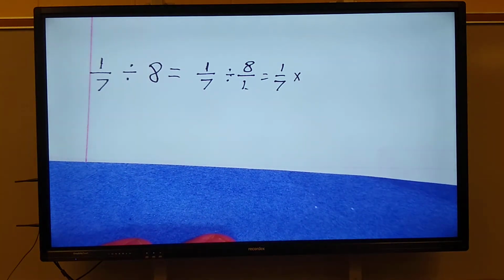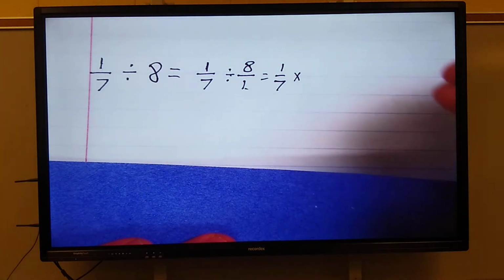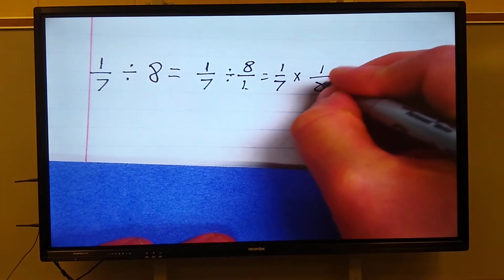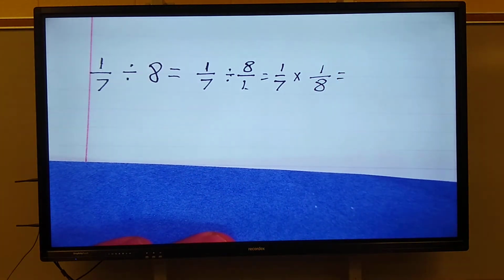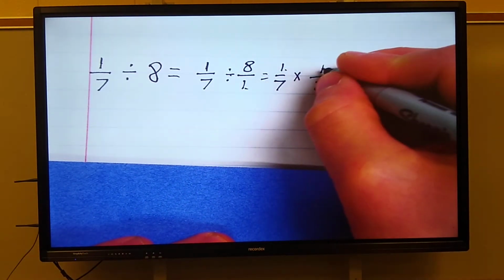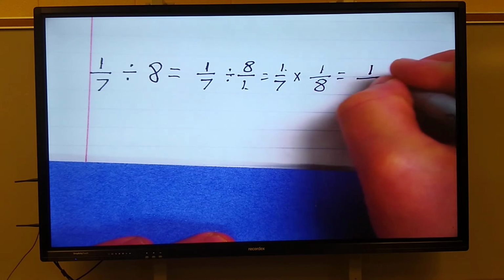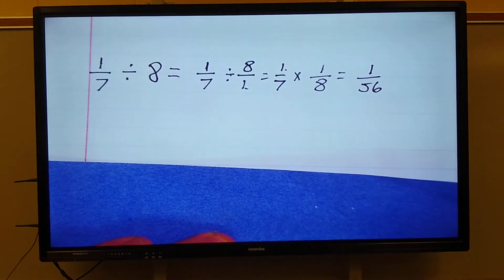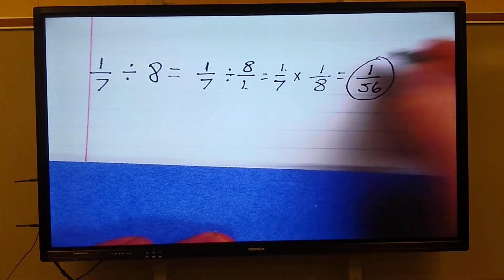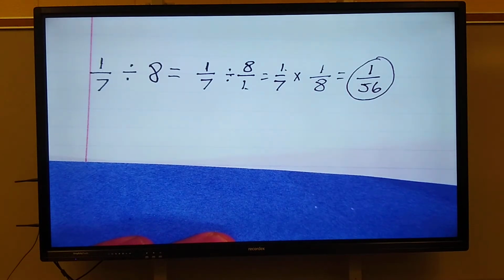I got to find the reciprocal of 8 over 1, which is 1 over 8. And now I just multiply straight across. 1 times 1 equals 1. 7 times 8 equals 56. That is not an improper fraction. That is in simplest form.